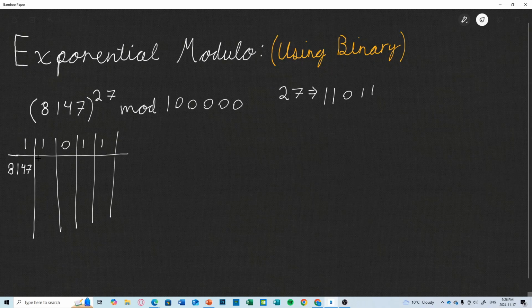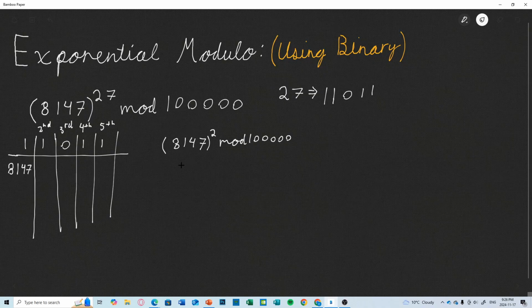Now, we're going to label the second, third, fourth, and fifth columns. What we need to do is, if the digit of our column is a 1, we need to take our 8147 and put it to the power of 2, and now take that modulo 100,000, and then whatever answer we get there, we need to multiply it by 8147. So if we have a 1 as our digit, we need to do 2 steps.